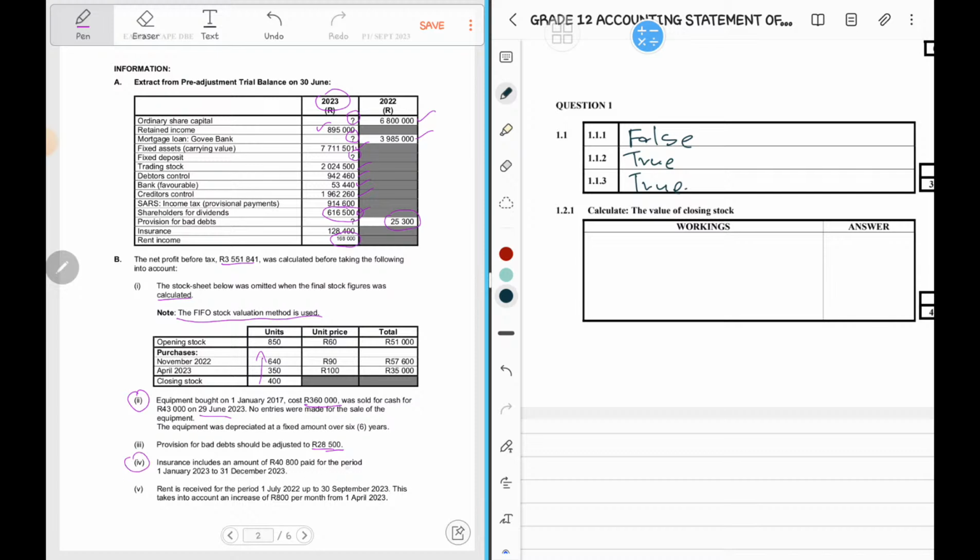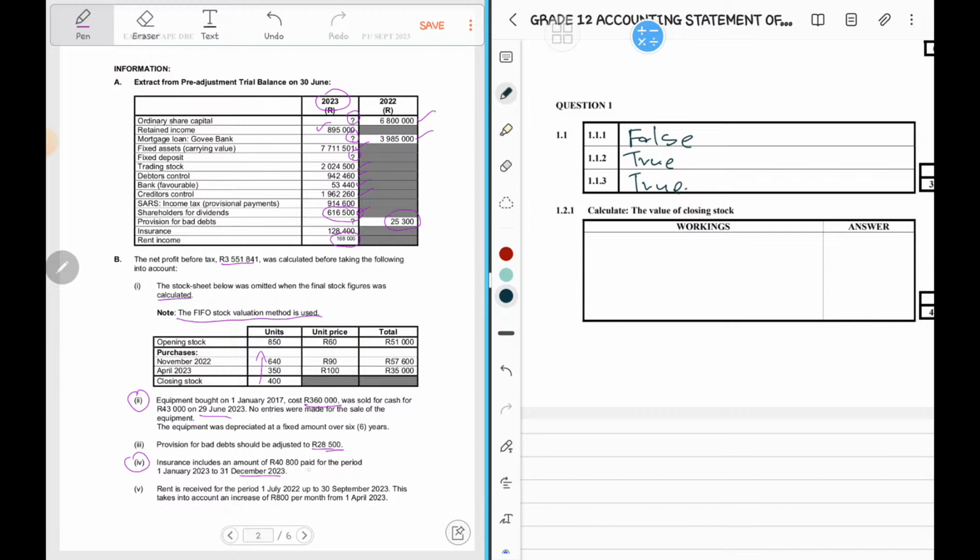Okay, then we also have information IV here. We're being told that insurance includes an amount of 40,800 paid for the period 1st January 2023 to 31 December 2023. Remember, our year is ending on 30 June 2023, but we're being told that 40,800 is for the period 1st January 2023 up until 31st of December 2023, meaning that here we have a prepaid expense. And remember what I said earlier on, prepaid expense increases our profit.